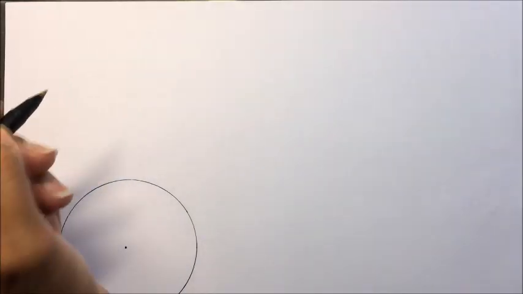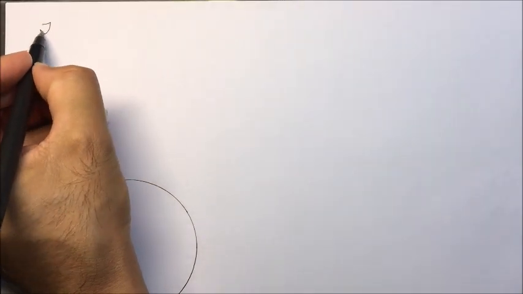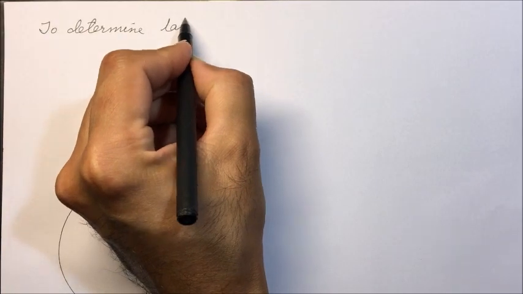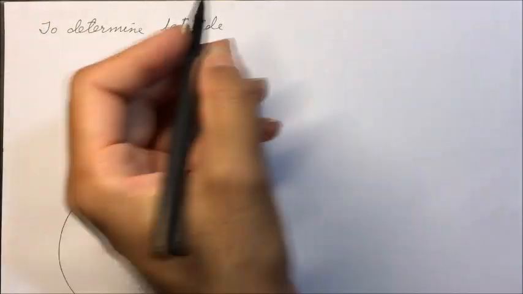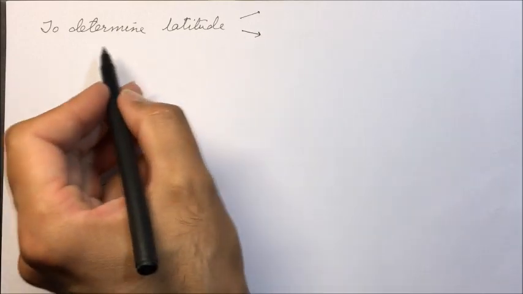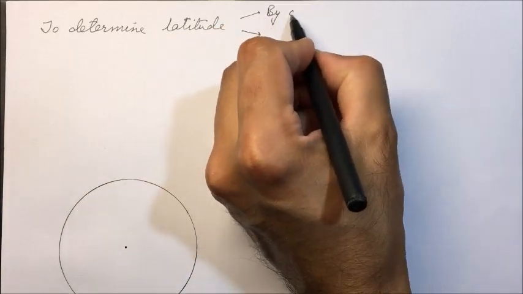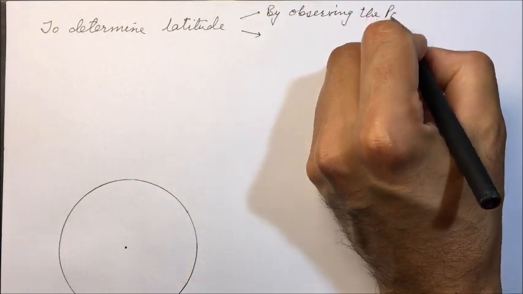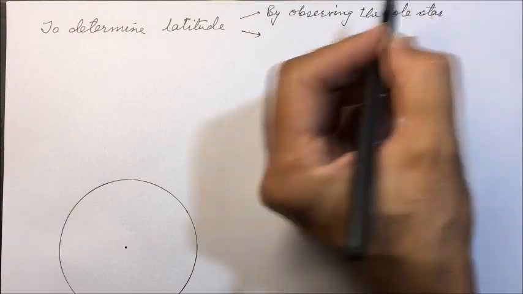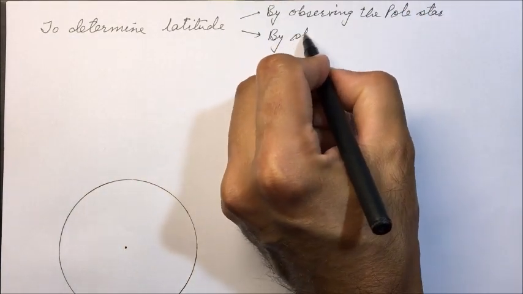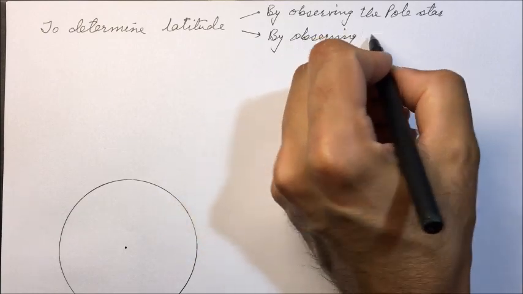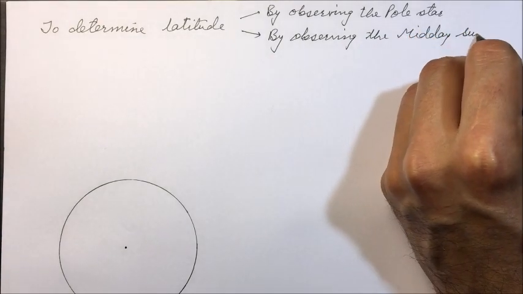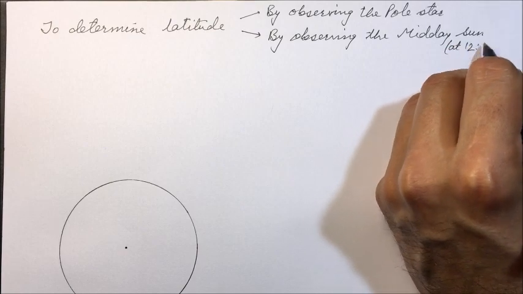Hello. So today we'll discuss how to determine latitude. So to determine latitude by observing the pole star, and second by observing the midday sun, that is at 12 noon.